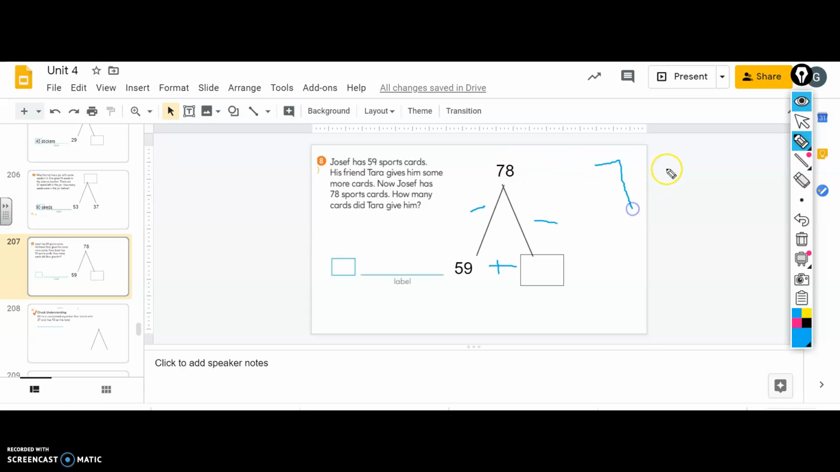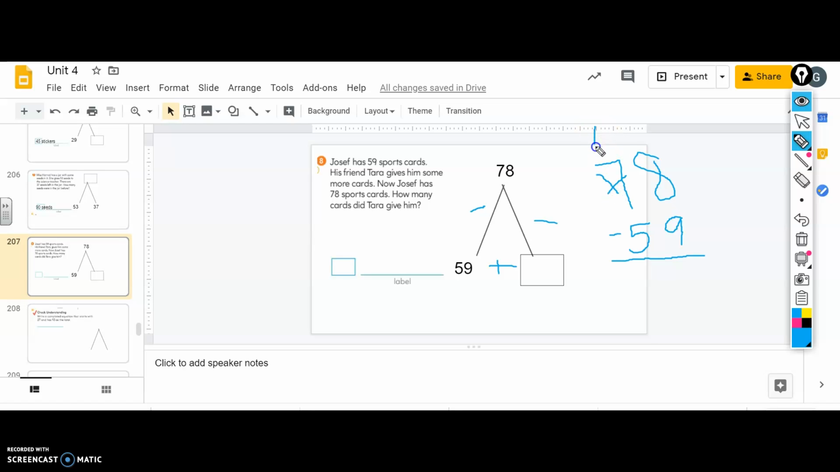Or we can do 78 minus 59. Make sure your ones and your tens are lined up. Ooh, man, it's hard to draw on here. All right, if I have 8, can I take away 9? Or if the number on the bottom is bigger than the number on the top, we go next door and we knock, knock, knock. Is anybody home?